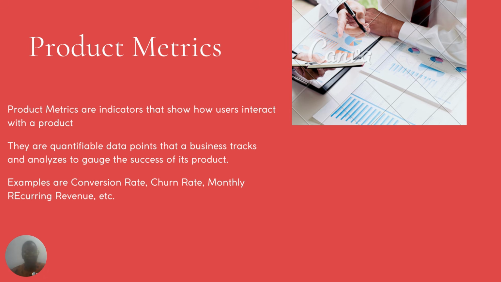Some examples of product metrics, we have conversion rate. We want to see how much your product was able to convert. Converting means getting money, like how much sales were you able to make, how much money were you able to bring from it. You understand? We also have your churn rate, we have your monthly recurring revenue. There are many of them that we'll see in the course of today's class.